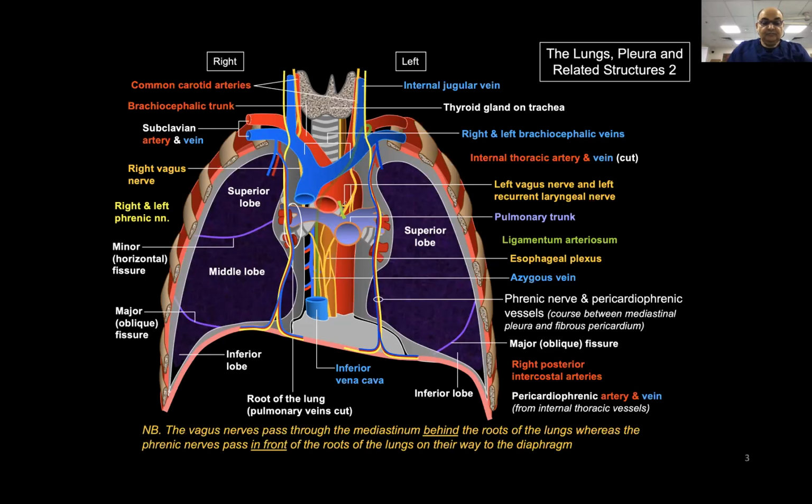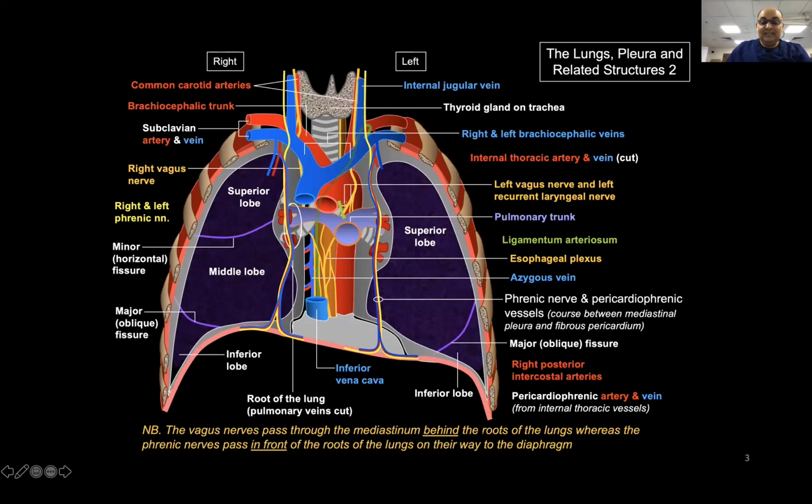So guys, let me read it for you. The vagus nerve passes through the mediastinum behind the root of the lungs, whereas the phrenic nerve passes in front of the root of the lung on its way to the diaphragm. So guys, this is the diagnostic point. This is the essence of this slide, that if you are given in your exam situation, differentiate between vagus and phrenic, the main point is the hilum of the lung.